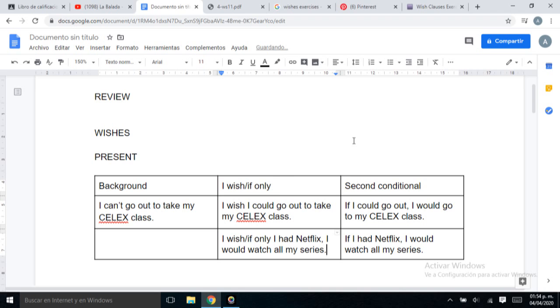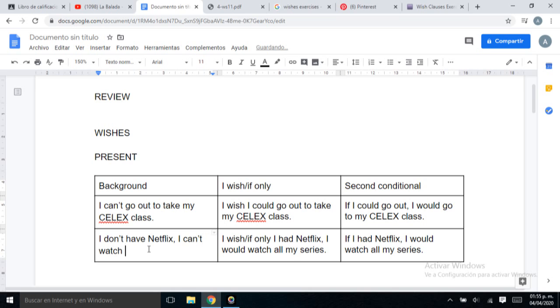So in this case we have the sentence, and as you can see it's very similar. I wish, or if only I had Netflix, I would watch all my series. Then what is the reality? Do I have Netflix? Can I watch all my series? No. So the reality is that I don't have Netflix. And as a consequence, I can't watch all my series. Then this is what we have so far.